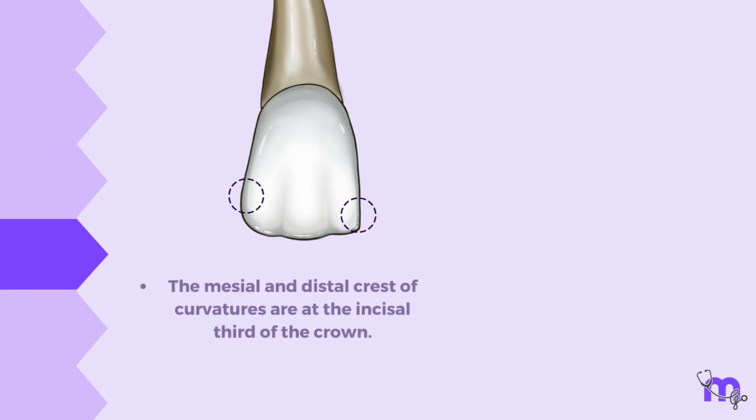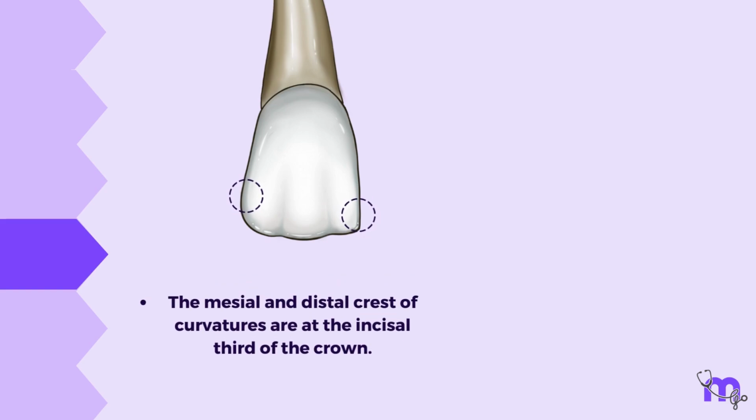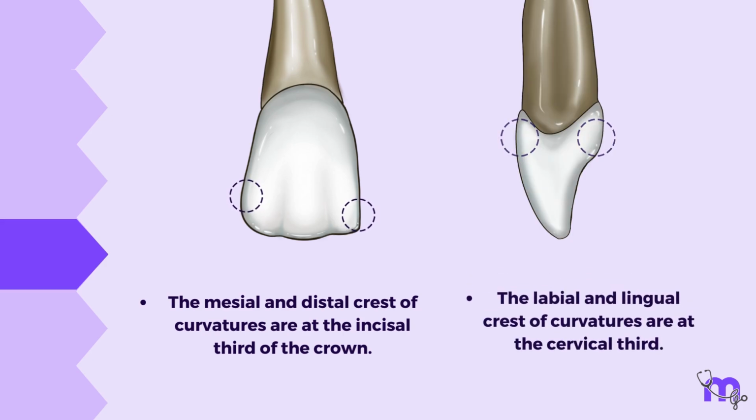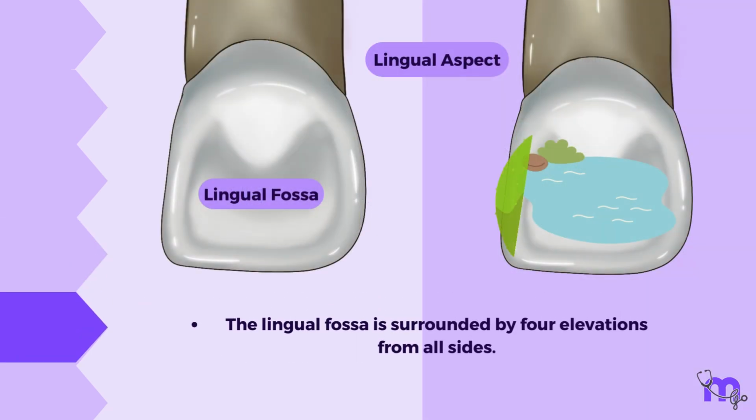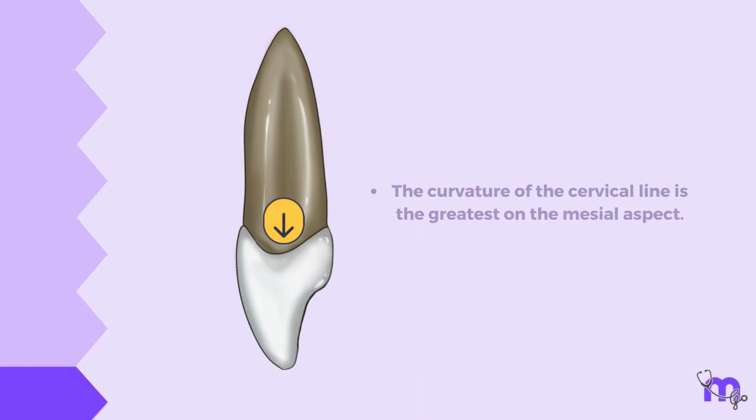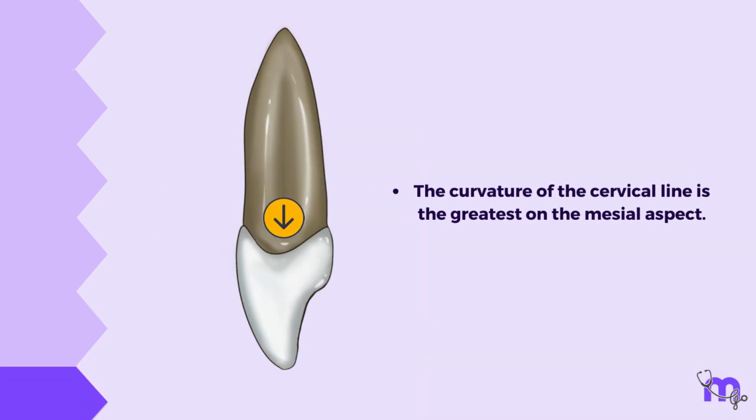The mesial and distal crest of curvatures are at the incisal third of the crown. The labial and lingual crest of curvatures are at the cervical third. The lingual fossa is surrounded by 4 elevations from all sides. The curvature of the cervical line is the greatest on the mesial aspect.